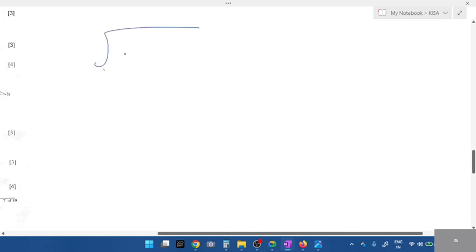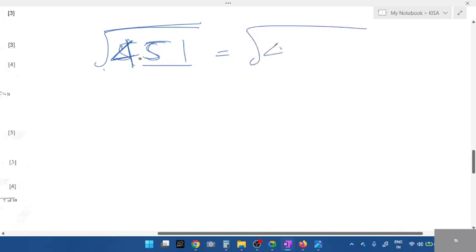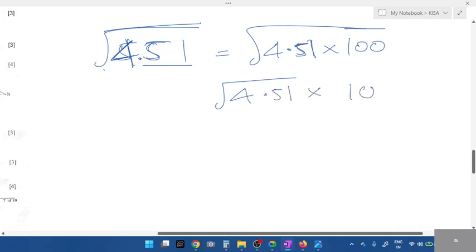Now, what if you get 451? How do you split this 451? I should get two digits after the decimal point from the reverse. How do I split this? 4.51 into 100. So this 100 I can write separately. 4.51. What's the square root of 100? So let us use 4.51.